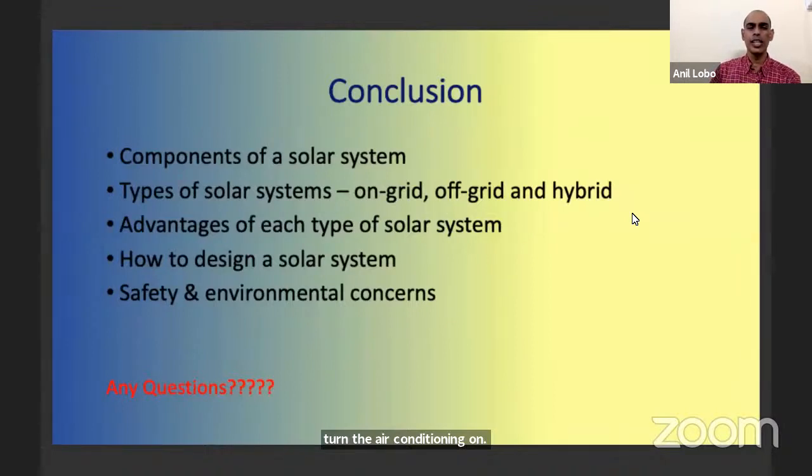So we've understood the advantages. We learned how to design a solar system. We learned the components that are needed to design a solar system. We looked at some of the safety issues, the environmental concerns, and the design concerns when we're working on the system. Now I ask you, do we have any questions?